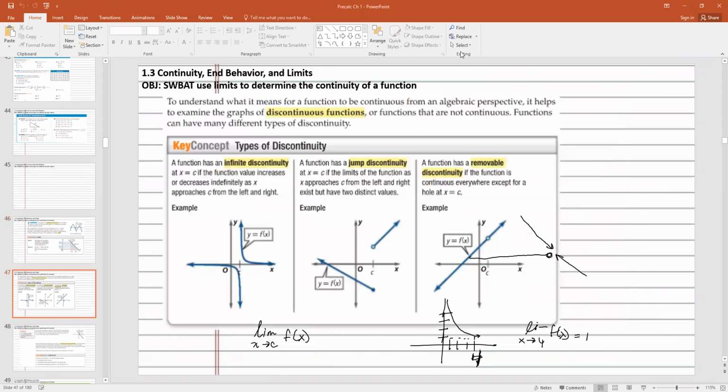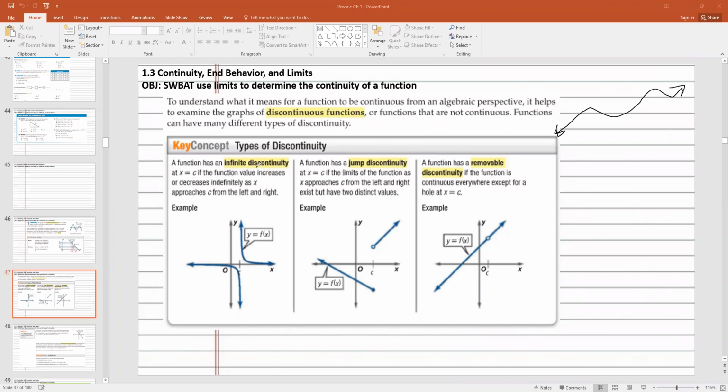All right, so we have 4 different possibilities. Either it's going to be continuous. Continuous means that the graph just goes on forever. There's no stops, no breaks or anything. It's all connected. Now here are 3 different types of discontinuity. Discontinuity is where the graph is broken up, basically.